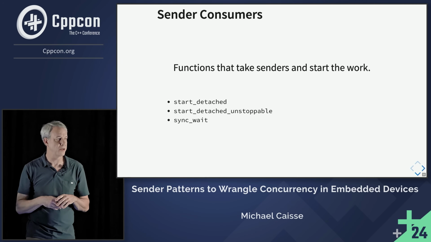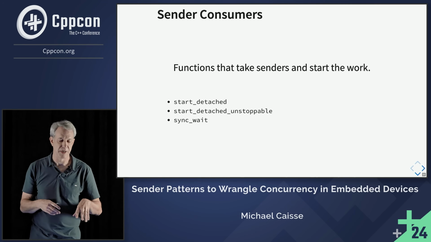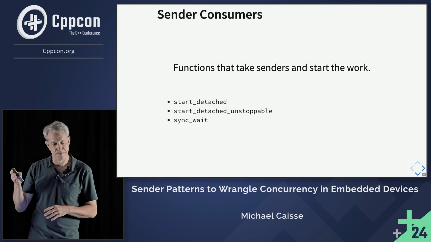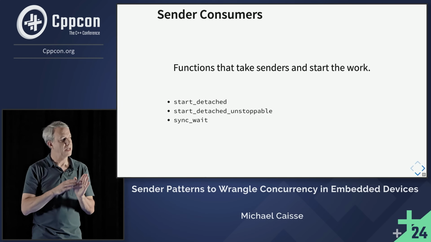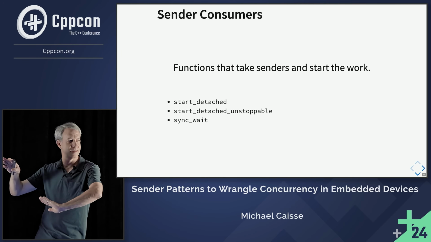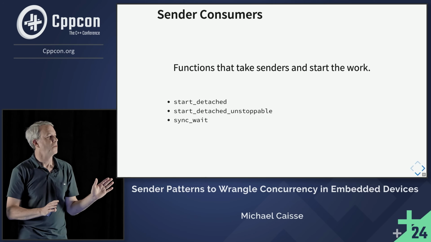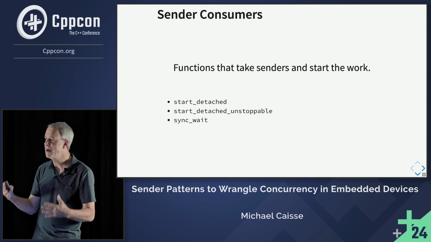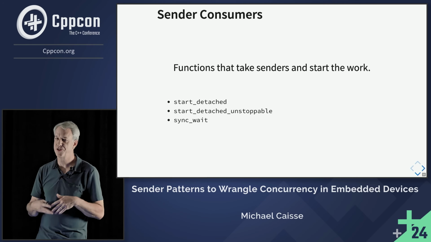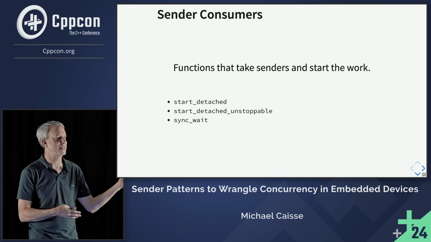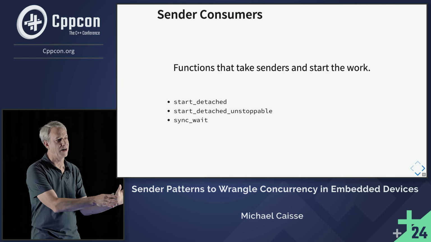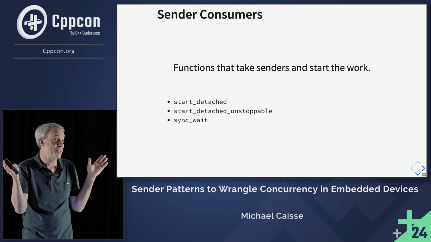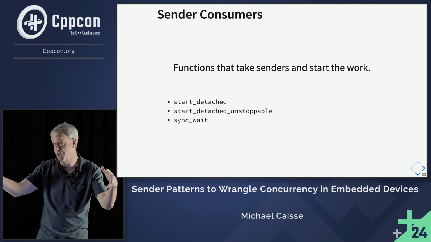All right, sender consumers, we basically have three: start, start detached, start detached unstoppable, and then sync wait. People love sync wait, except we don't really love sync wait. We run forever. Our program never ends. We need to start some things and detach from them. I don't ever need to clean it up, and I don't want to wait on it. I need to get a whole bunch of different things started, and I don't have dynamic memory, and I'm going to do this inside of some static storage, all right?